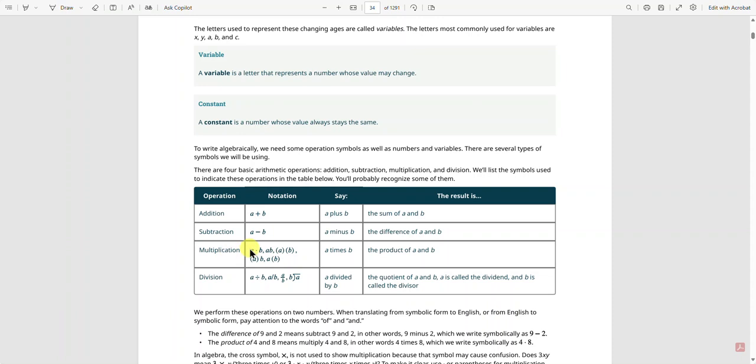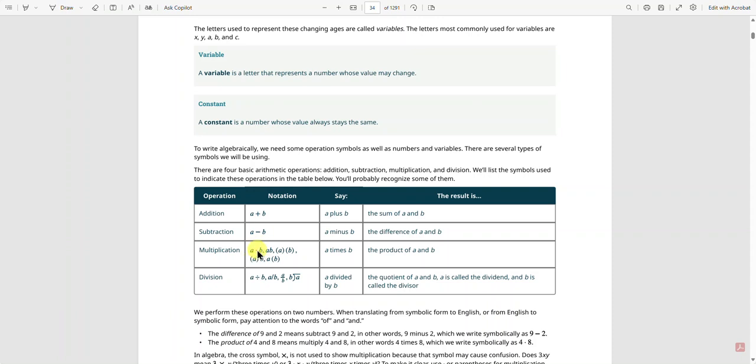So for multiplication, first, we can express multiplication using this dot. We can see A times B. Now, why do you think we would use a dot in algebra rather than the multiplication symbol that we use in arithmetic? In arithmetic, we use an X-shaped symbol, right, a cross symbol to express multiplication. Why would we not do that in algebra? Why would we use a dot for multiplication in algebra?